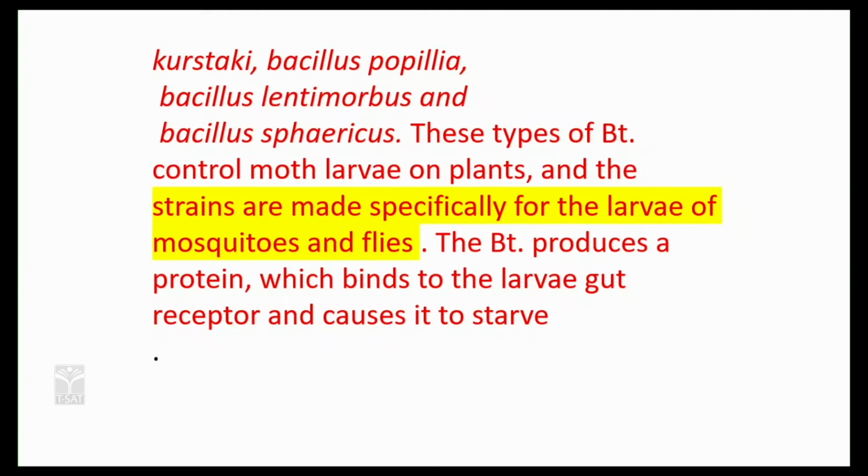The Bt produces a protein which binds to the larvae's gut receptors and causes it to starve. So, what happens is these bacteria infect the larvae, and the larvae will not be able to feed and finally die. This is a different way of application of biopesticides.